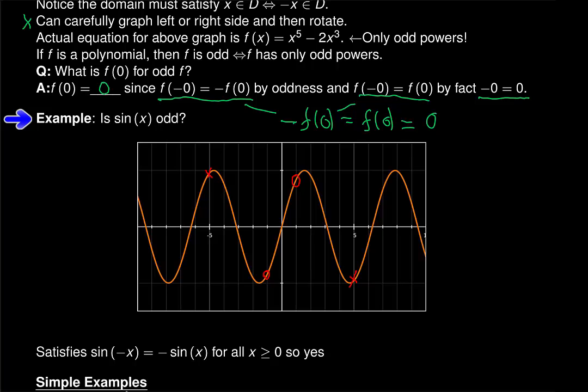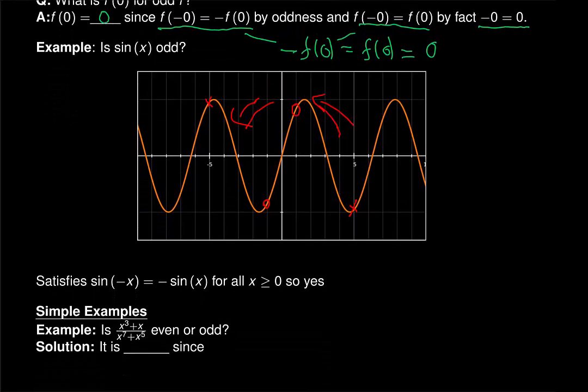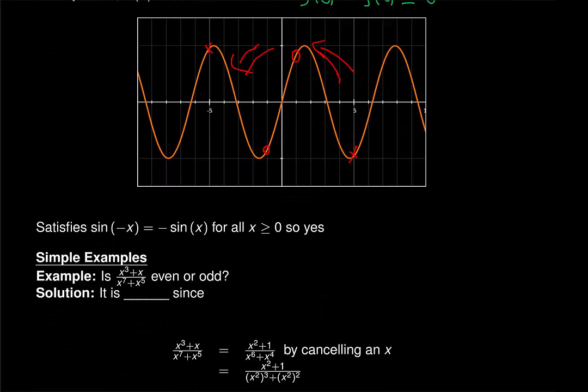Once more, it looks like this is a rotation. If we take this right side and we rotate it 180 degrees, it does look like we get the left side. So it does look like a rotation about the origin of 180 degrees. So yes, it is in fact odd.